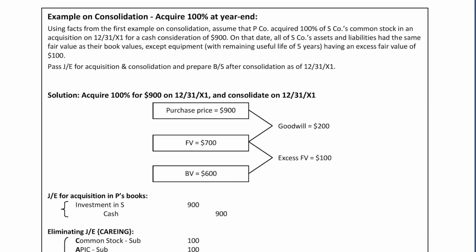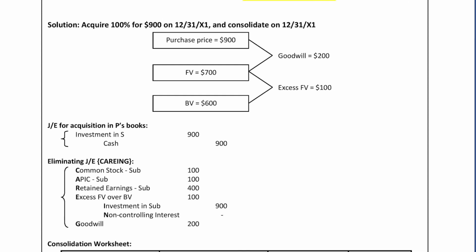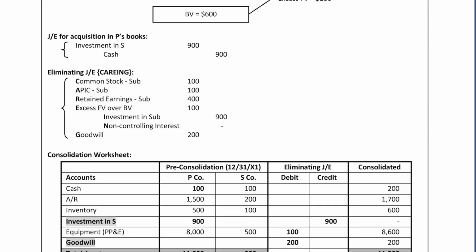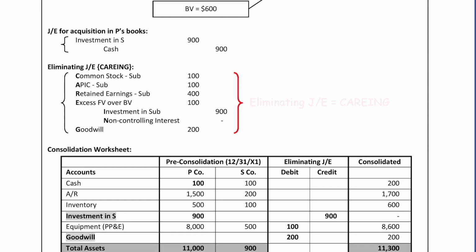Get to page 8, where we are looking at an example on consolidation where the parent acquires 100% in the subsidiary at year end. So highlight acquisition on 31st December X1, and the consolidation also happens on the same date. Highlight consolidation as of 31st December X1. So you prepare the eliminating journal entry, put a bracket around that and write eliminating journal entry equals CAREING. And this is the CAREING with an E, C.